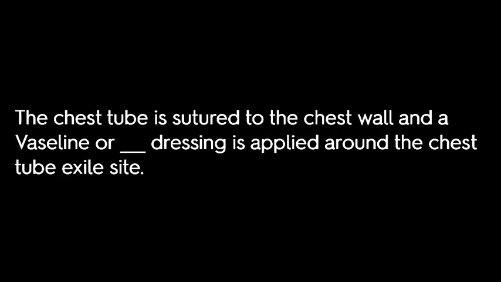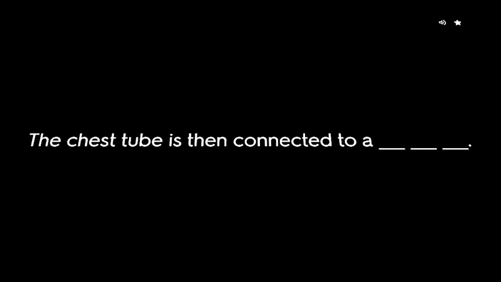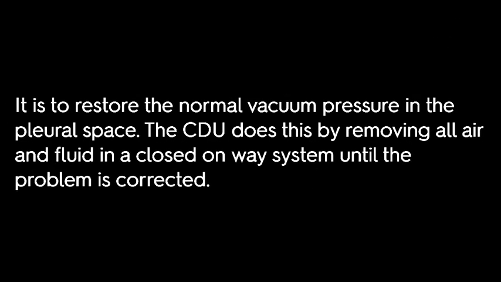The chest tube is sutured to the chest wall and a Vaseline or occlusive dressing is applied around the chest tube exit site. Airtight. The chest tube is then connected to a chest drainage unit. What is the purpose of the CDU? It is to restore the normal vacuum pressure in the pleural space. The CDU does this by removing all air and fluid in a closed one-way system until the problem is corrected.